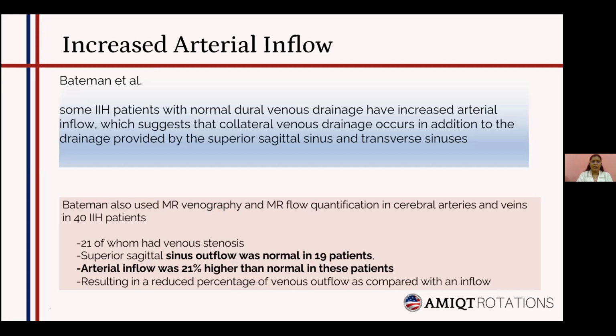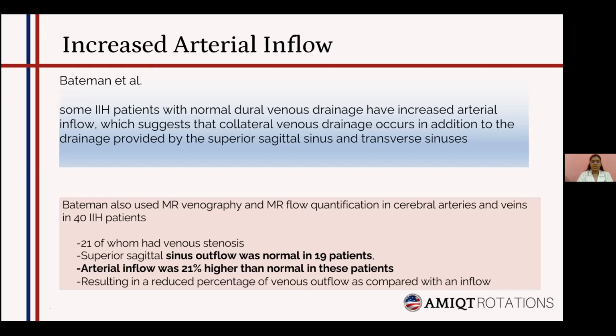A study done by Bateman et al. saw that in some patients with IIH, they have a normal dural venous drainage, but they have an increased arterial inflow. This suggests that there is a collateral venous drainage that occurs in addition to the drainage provided by the superior sagittal sinus and the transverse venous sinus.